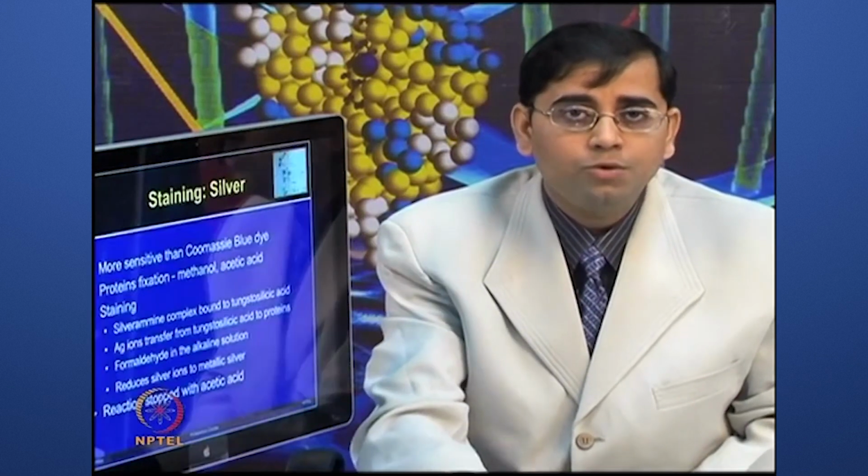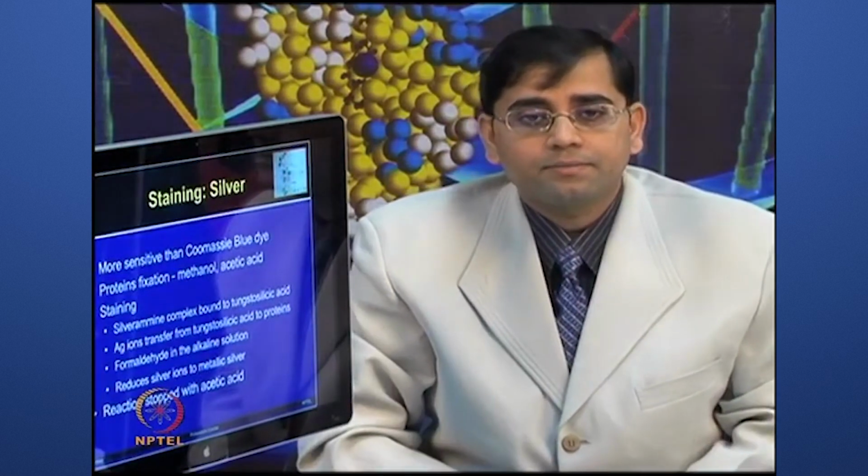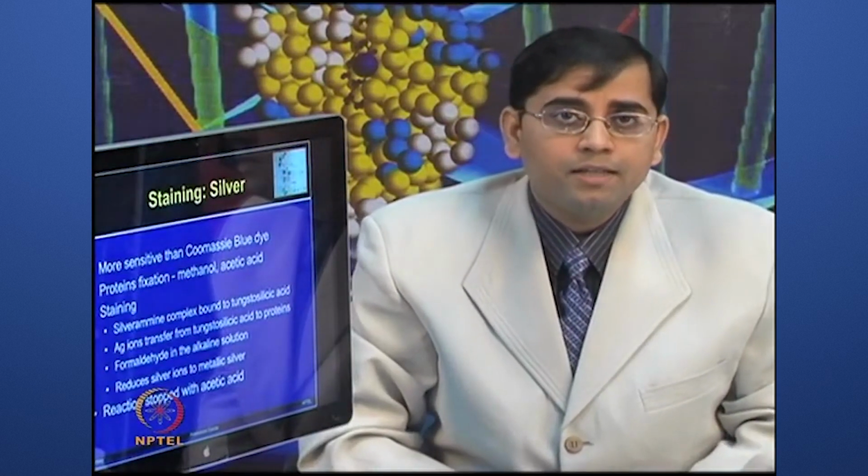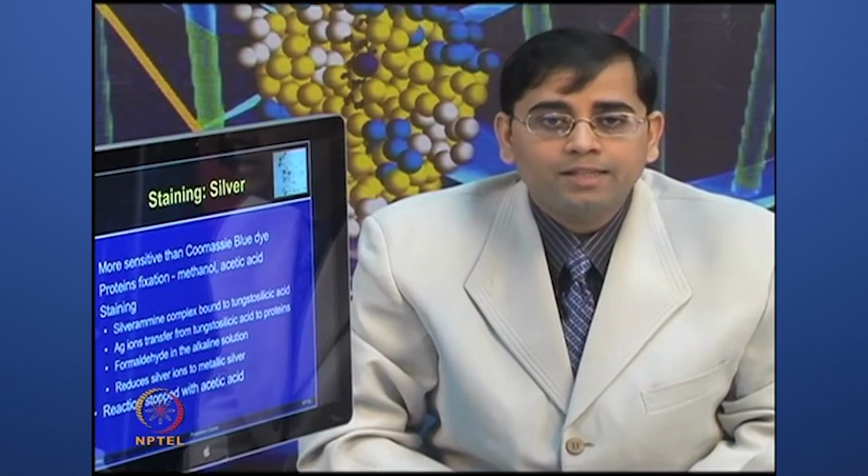You want to still do the separation of the protein, but Coomassie stain may not be sufficient to visualize the spots on the gel. Now, you need a few more sensitive stains, such as silver stain. So, I will describe to you how to do silver staining. The silver staining is more sensitive than the Coomassie blue dye.